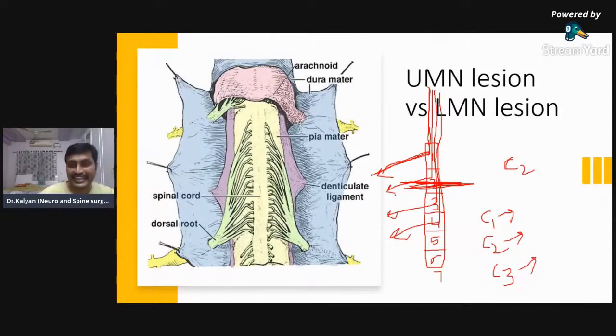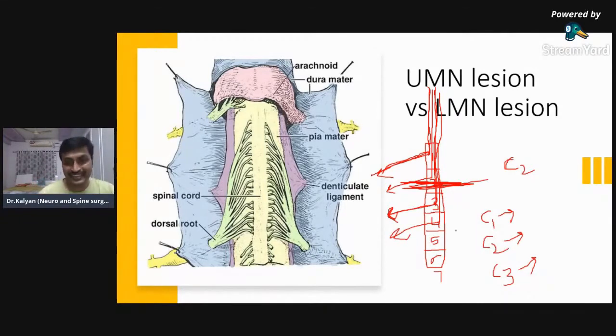Okay, so when there's a lesion at C2, just like Arjuna tried to concentrate, what happened to the electrical supply of C3? So I'm drawing. This is the UMN for the C3, which goes through C1, which goes through C2, which reaches C3, synapses in C3 and forms the LMN of C3. So when there's a lesion at C2, the UMN of C3 is affected.